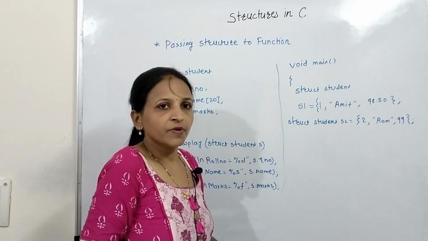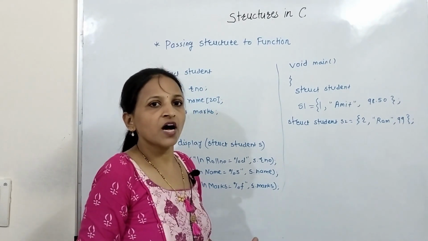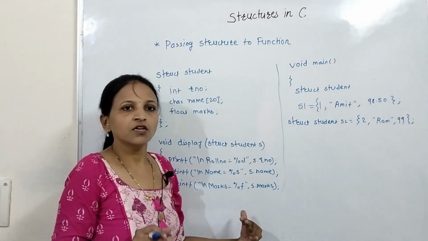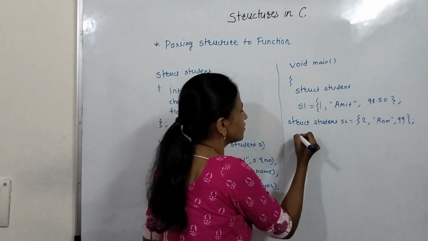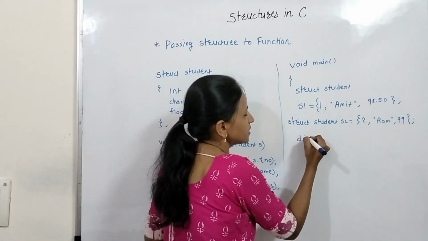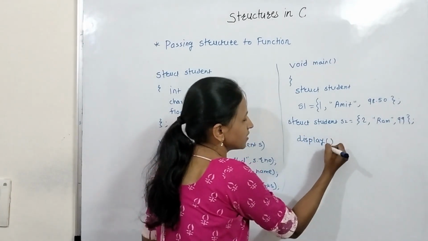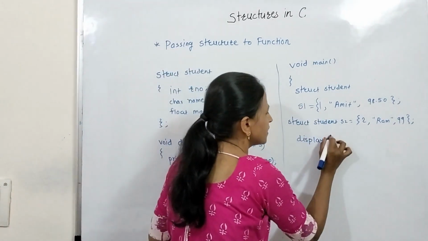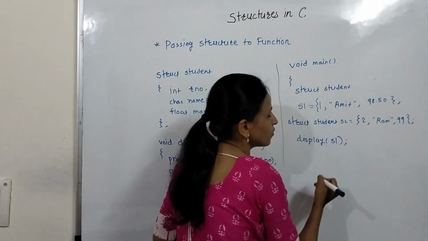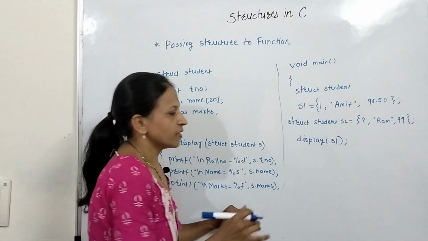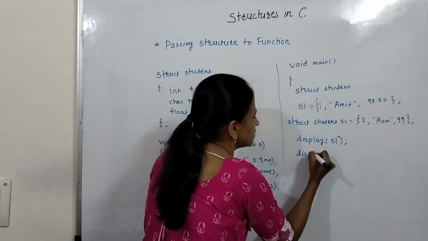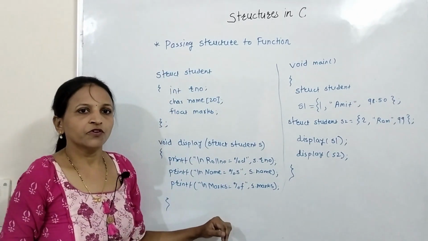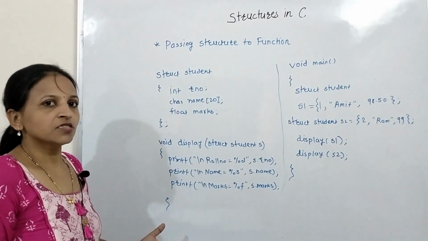Just like a normal basic data type variable, we can also pass a variable of type structure to a function. This is the concept. Now how to call that function? Simple, the function name is display. It is not returning anything, that's why the return type is void, and here we have to pass one variable of that structure, like s1. Now it will display the data of that s1 variable. Again we just call display s2. That's it. This is how to use functions and structures together.